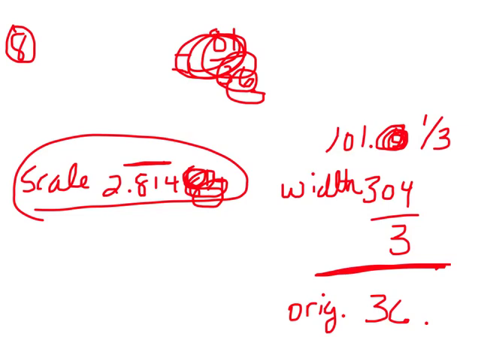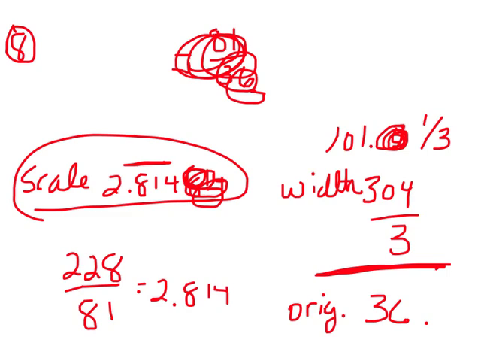Let me see if I can show you something else. Look at the side that's labeled 228 and 81 in your book. The scale version of it is 228 feet. The original was 81. Let's take 228 and divide by 81. Guess what we get? 2.814. We get 2.814 repeating again.